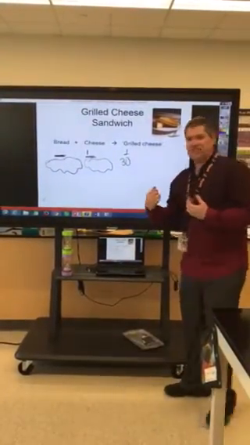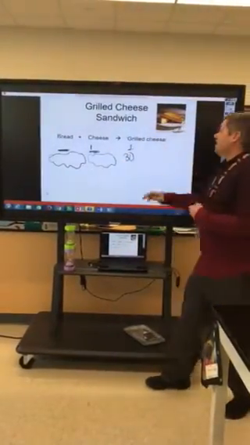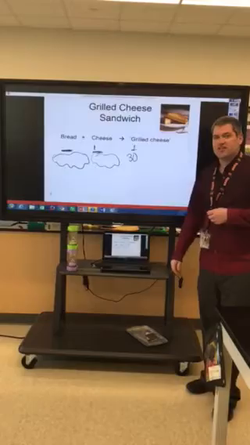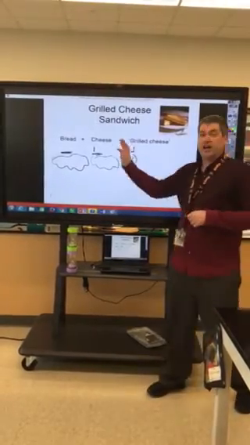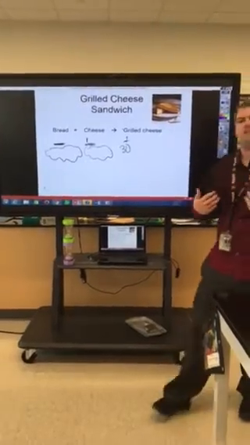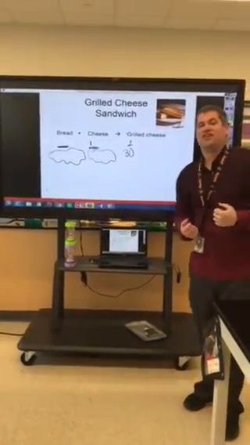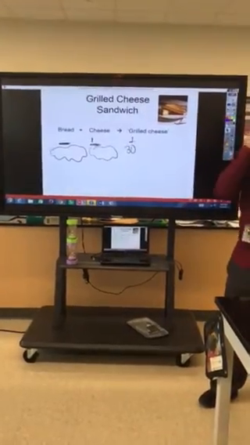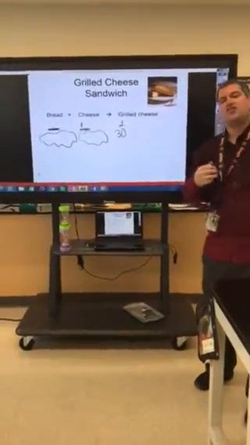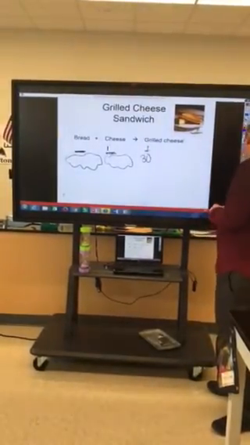So, if you have a grilled cheese sandwich, you have the bread, you have the cheese, and then you have the grilled cheese. Well, depending on how much bread or how much cheese you have, that is going to limit how many sandwiches you have. This is the same thing with chemistry. Based on the reagents, one of the reagents is going to limit how much the other one can do.